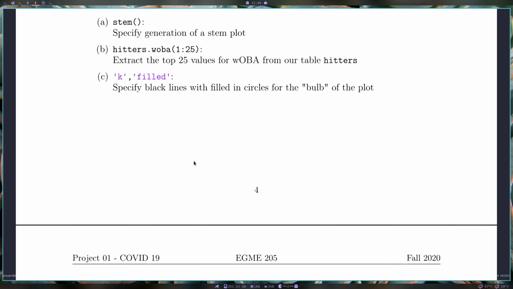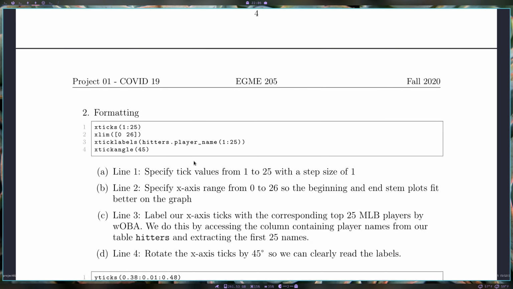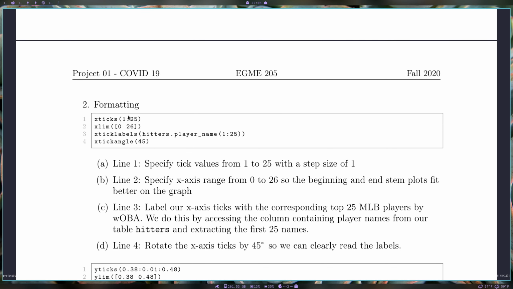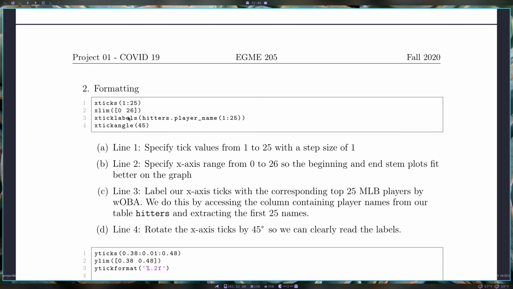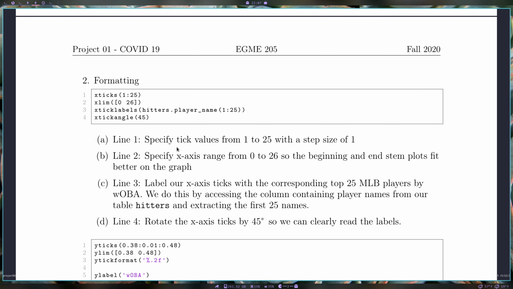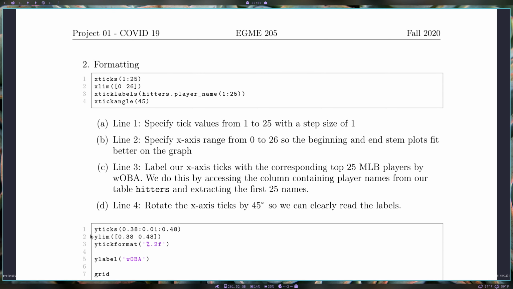Okay, and let's get to another important thing here. Here I'm modifying my x-axis. So I'm changing the x-ticks, the x-limit, the x-tick labels, and the x-tick angle. I have the code there, and then I show the breakdown or the write-up for all of this code. And then below you'll see that I'm doing a lot of the same things that I just did for the x-axis, but I'm doing it for the y-axis now.